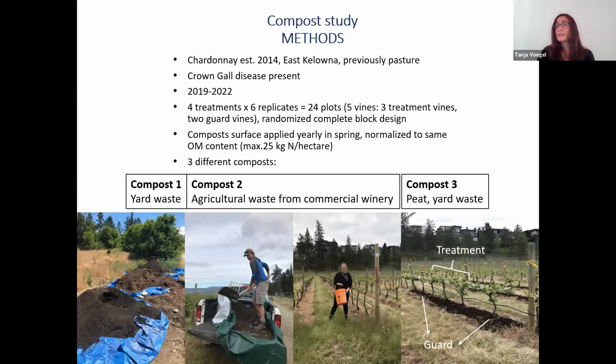So this study was done in a local vineyard in a Chardonnay that was established in 2014. And this site had previously been a pasture. So there were no grapes before. So the symptoms that we've seen here in this vineyard all came in through infected nursery material. The study ran from 2019 to 2022, and we had 4 treatments. So 3 different composts. Compost 1 was yard waste. Compost 2 was waste from a commercial winery, and compost 3 was yard waste, but some peat was mixed in.